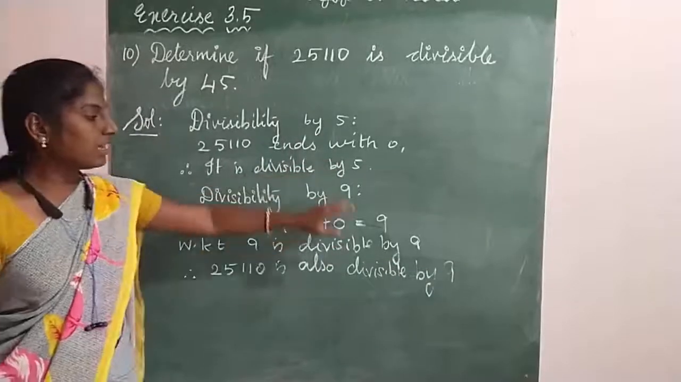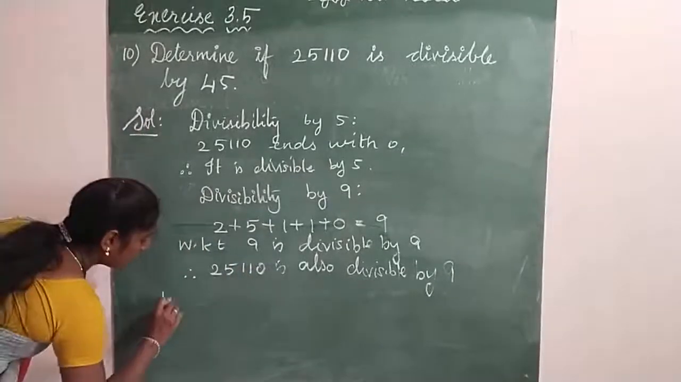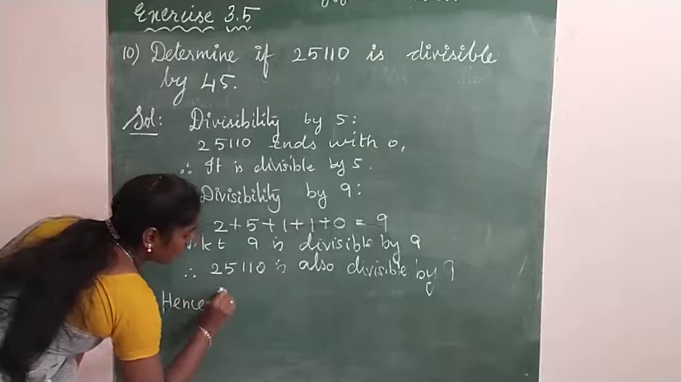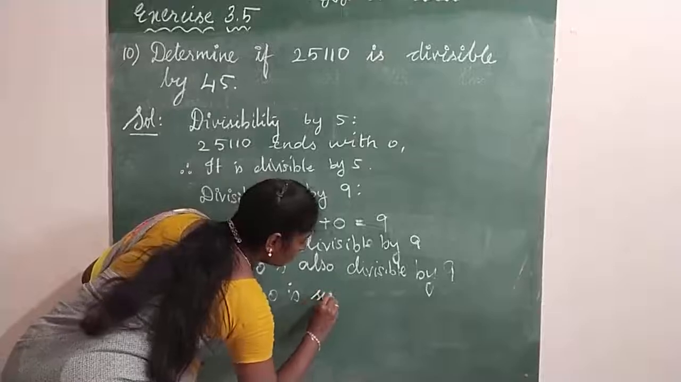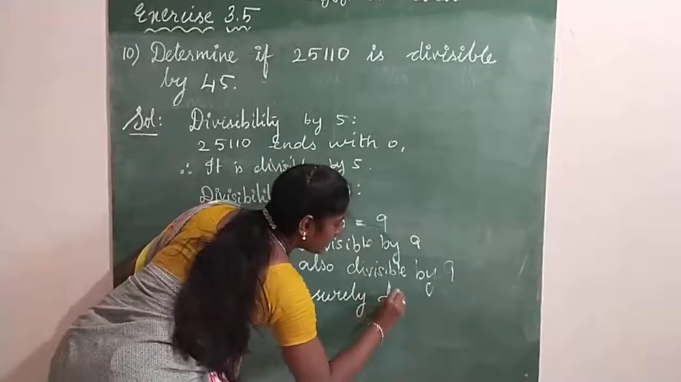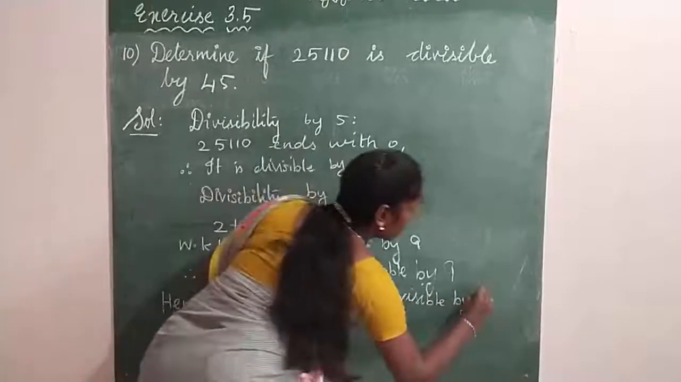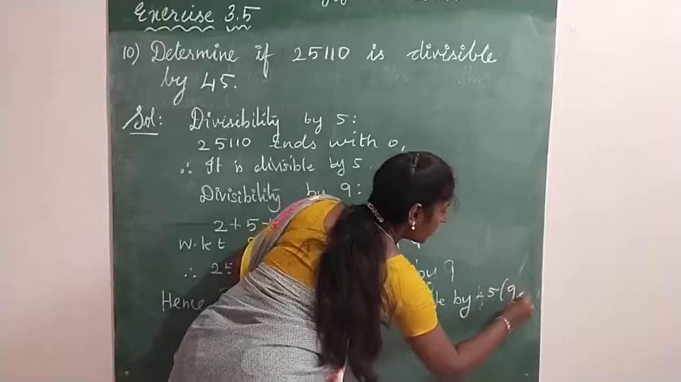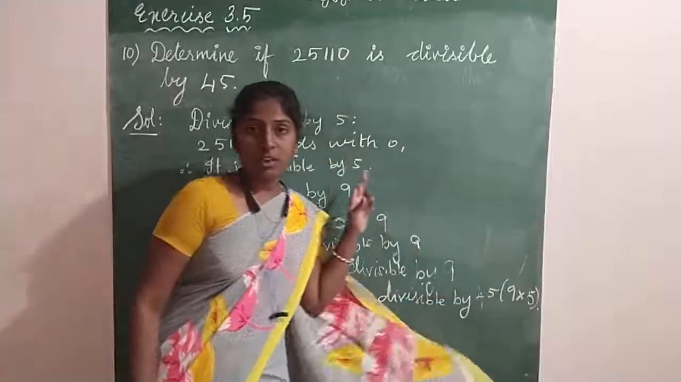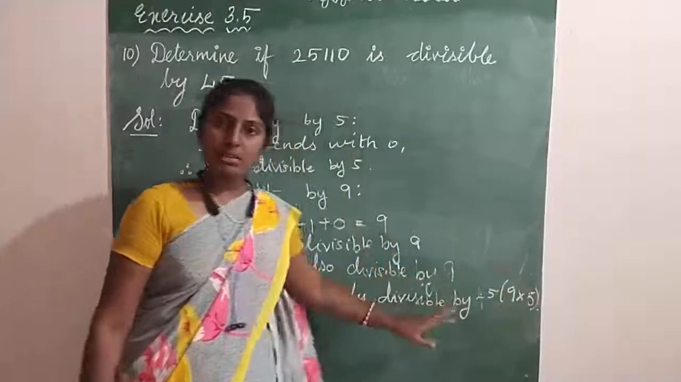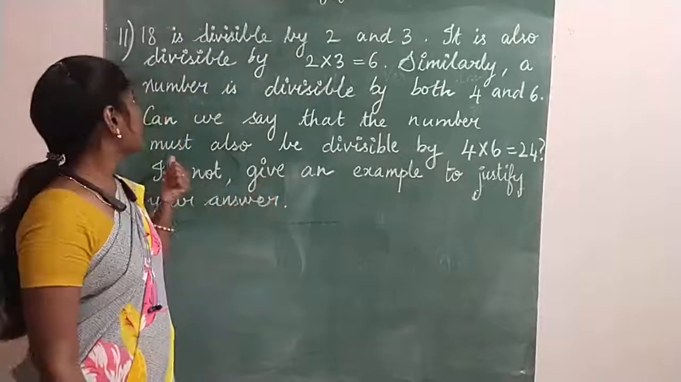Since it is divisible by both 5 and 9, it is surely divisible by 45 also. Hence, 25,110 is surely divisible by 45. Why 45? Because it is 9 fives. Is it clear? 9 and 5 are co-prime numbers. So any number which is divisible by both 9 and 5 will be divisible by its product also, that is 45.